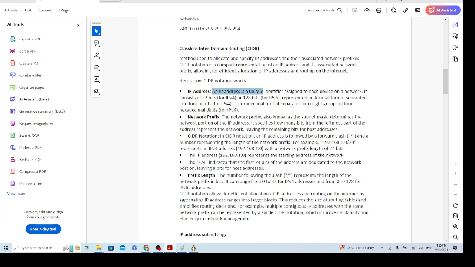An IP address is a unique identifier assigned to each device on a network. It consists of 32 bits for IPv4 or 128 bits for IPv6, represented in decimal format, separated into 4 octets for IPv4, or hexadecimal format, separated into 8 groups of 4 hexadecimal digits for IPv6.